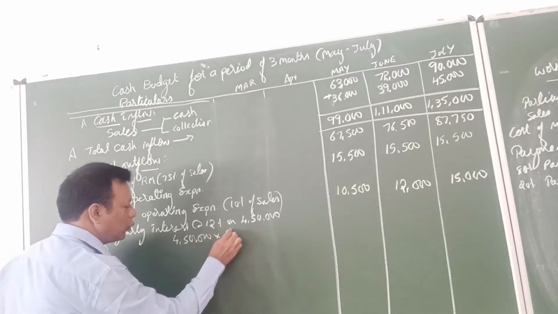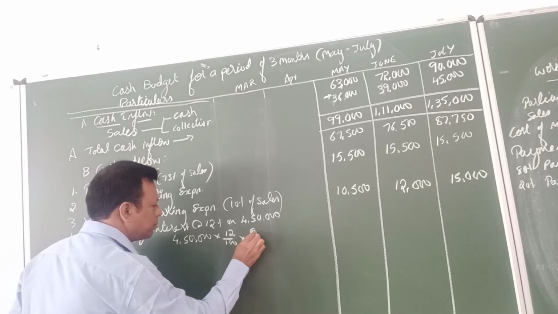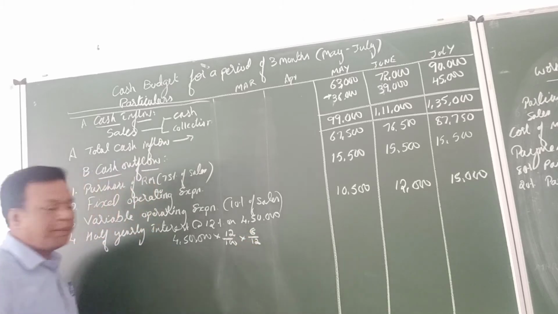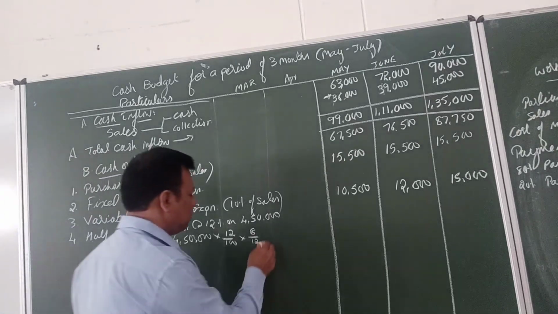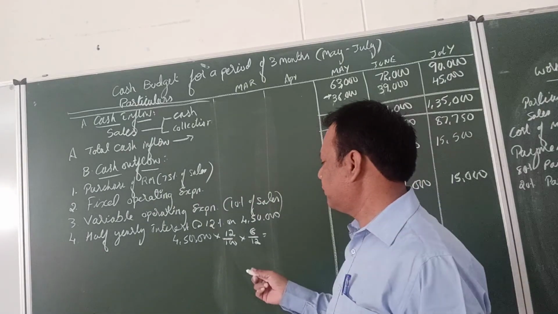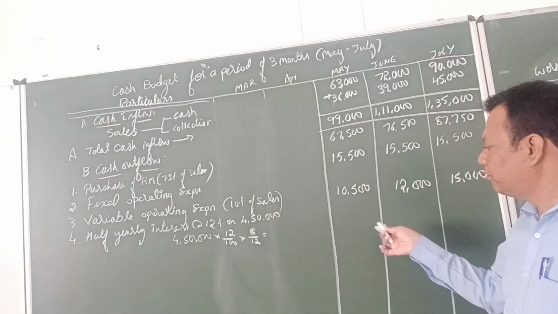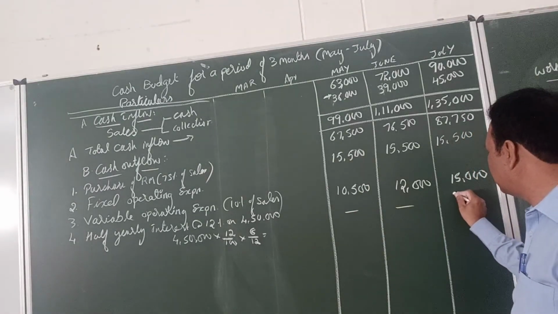4,50,000 into 12 by 100 into 6 by 12. Why am I writing 6 by 12? Because we are doing it for half year, not for the entire year. How much comes to? 27,000. When we have to pay? In the month of July.